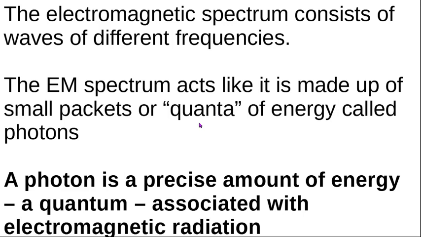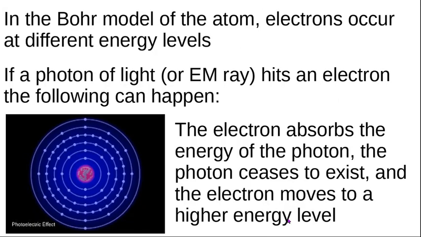It's a fixed size. So if you look in your guidelines, it'll tell you a photon is a precise amount of energy, a quantum associated with electromagnetic radiation. And this is important because we are going to swap photons for electrons. So how does this work? It works because our understanding of it is related to the Bohr model of the atom. So in grade 10, you learnt about Bohr and Rutherford and Dalton and all of those theories about what the atom looks like.